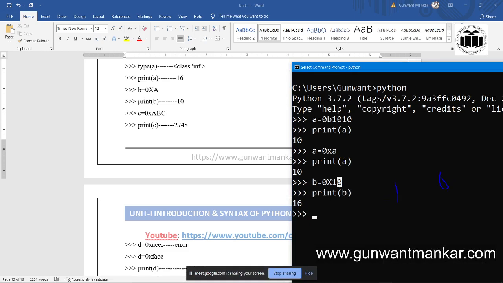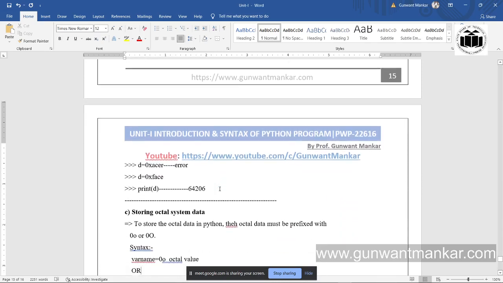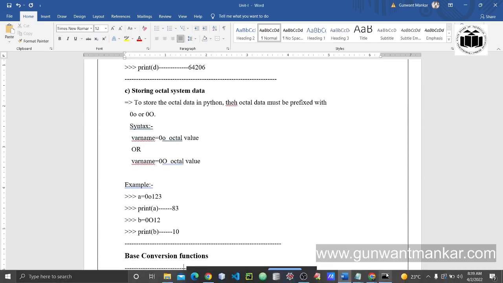So what is the method there? If you want to convert the hexadecimal to decimal number, 0 into 16 to the power 0, then the other digit is 1, so we can write 1 into 16 to the power 1. So 16 plus 0, total is 16. That's why we are getting 16. By default the number system is decimal in the Python environment. Now next one, storing the octal number system, we can use the prefix 0o, right.